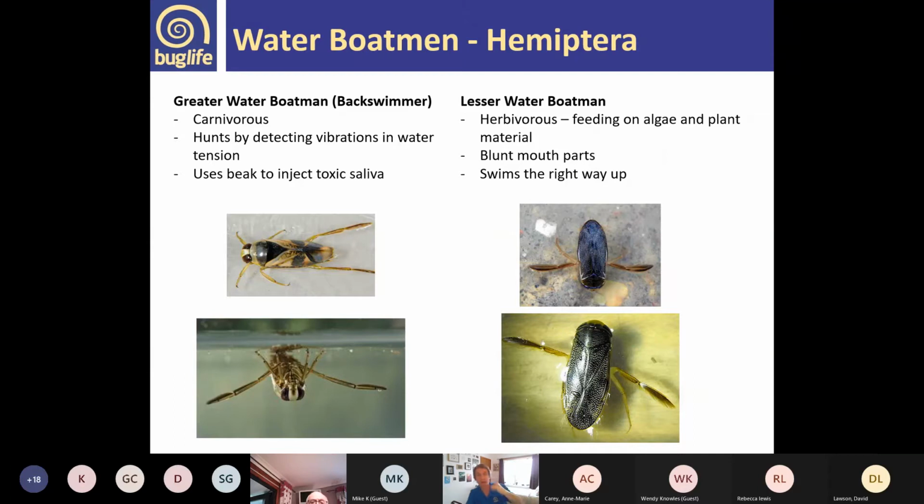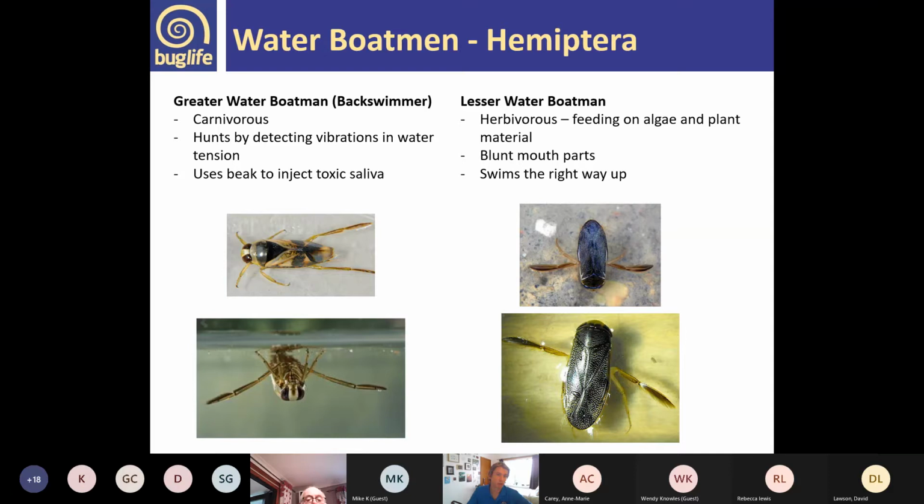And if you look at the bottom right picture, you can quite clearly see the X on the elytra, or the wing case, on the back of the lesser water boatman there, and you can quite clearly see what I would describe as a Y in the top left image on this slide here as well, the greater water boatman. So that helps you readily identify these as Hemipterans, true bugs.